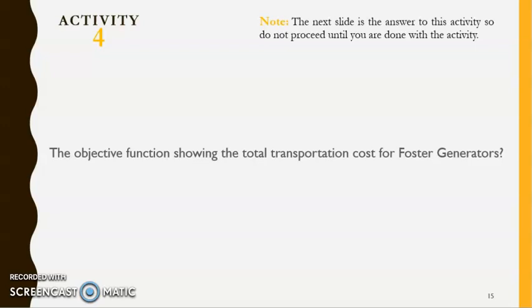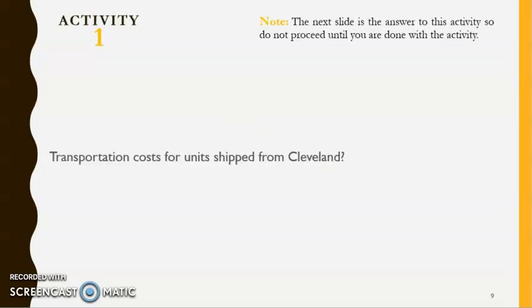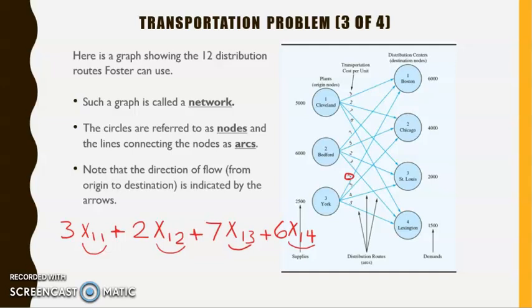But the next activity is the objective function showing the total transportation cost for Foster Generators. In fact, activities 1, 2, 3 made you ready for the final objective function that we have for this model, because the objective function is minimizing the total transportation cost. So what is the total transportation cost? It is the summation of the total transportation cost for Cleveland, Bedford, and York, which you have already calculated. So just sum them up, and the answer would be the objective function, because the answer is the total transportation cost of this model.